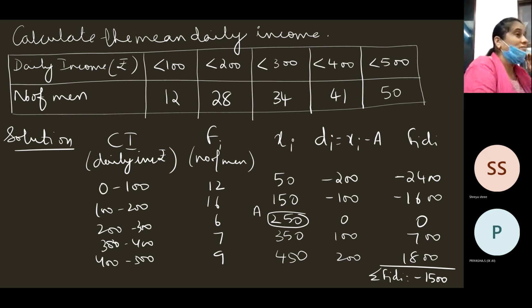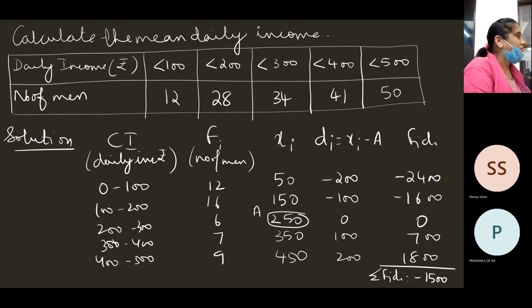Oh, because it's in median and mode. You have not learned that method at all. There's no into h here. It's A plus sigma fidi by sigma fi. That's all. No into h. Only in the step deviation method will we be dividing by h, so we multiply by h there.